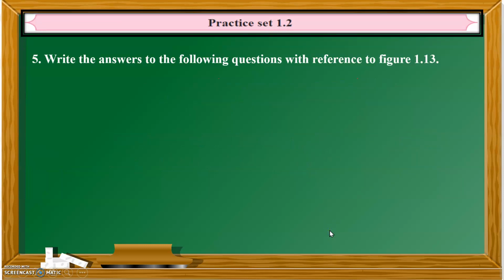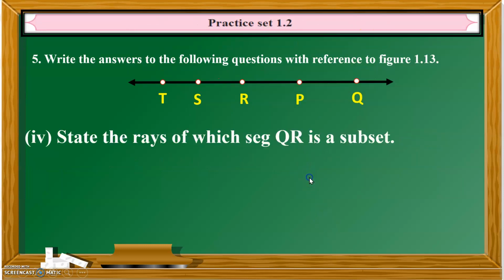We proceed to the next question. State the rays of which segment QR is a subset. That means you have to find the rays which contain segment QR. So first we will have the segment QR. Now there are many rays which will contain this. Okay, there are many rays.